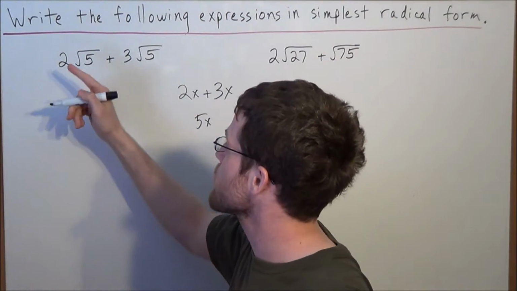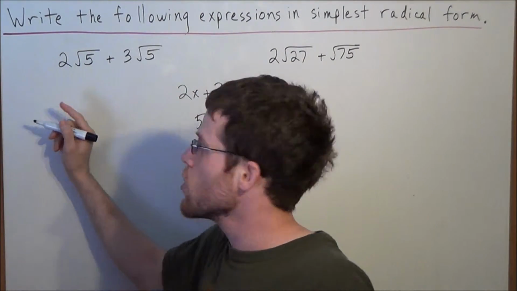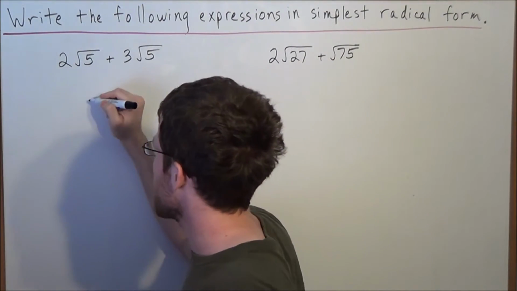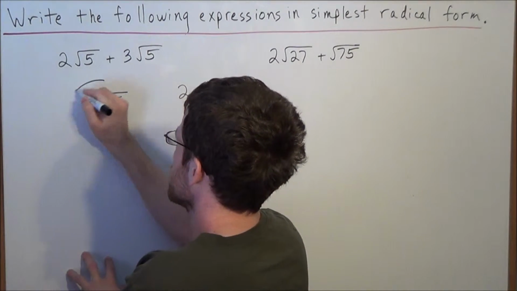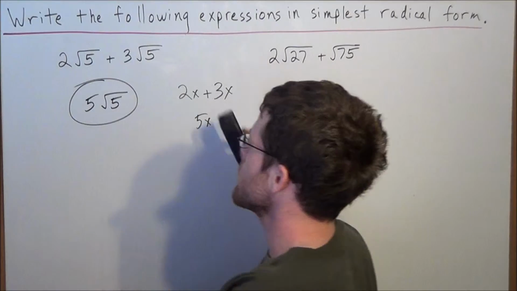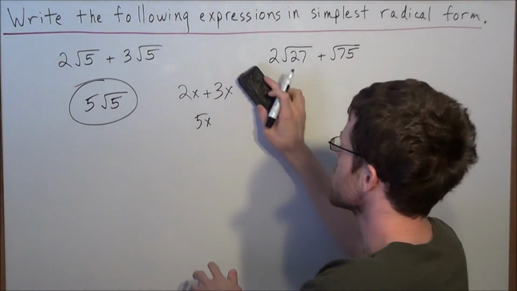So in this example, if we have 2 radical 5 plus 3 radical 5, all we need to do is add the coefficients, and 2 plus 3 is 5, giving us 5 radical 5. And that's all we need to do: we keep the radical the same and we add the numbers in front. We add the coefficients.